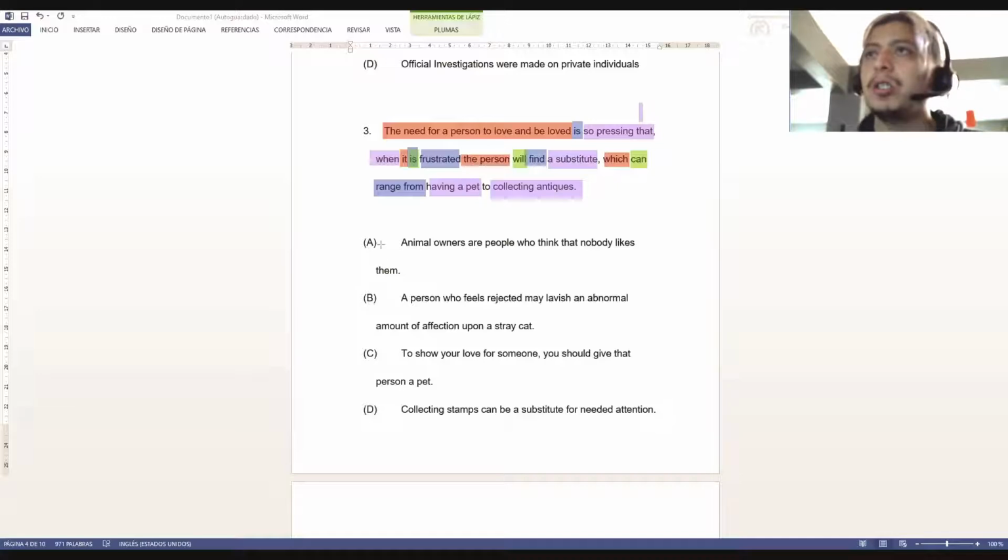So inference 1: animal owners are people who think that nobody likes them. Animal owners, like the people who have animals, they are, this will be the verb, sorry, I think I didn't change this. They are people that think that nobody likes them. Not really. It says that a person that thinks that nobody likes them, if you feel the need to love and be loved and you don't have it, and it is frustrated, you find a substitute, but it can vary from this to this.